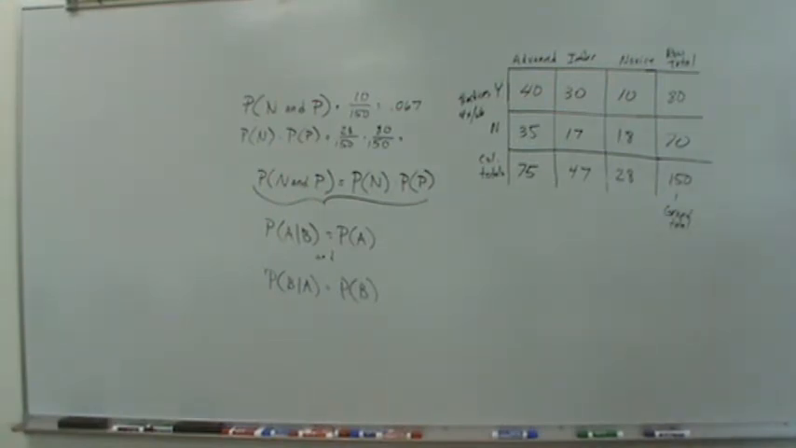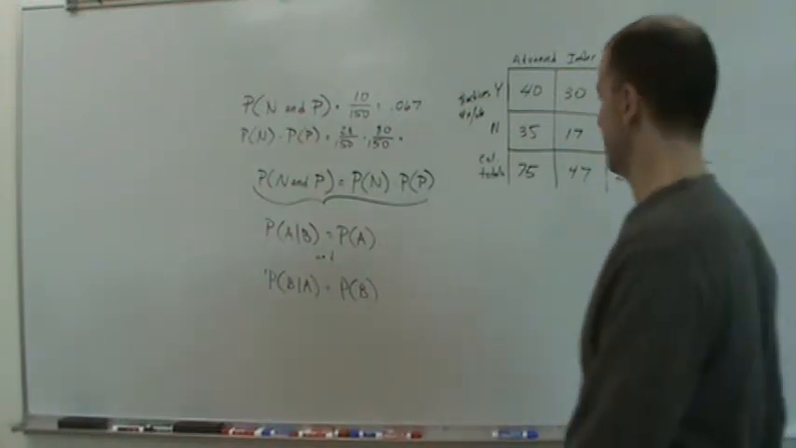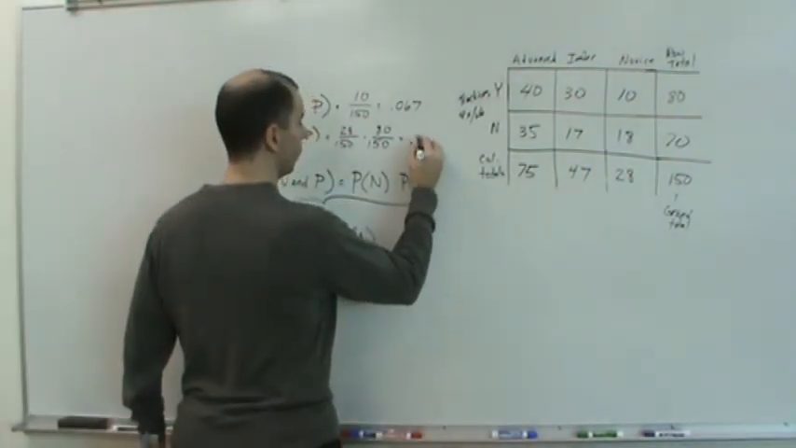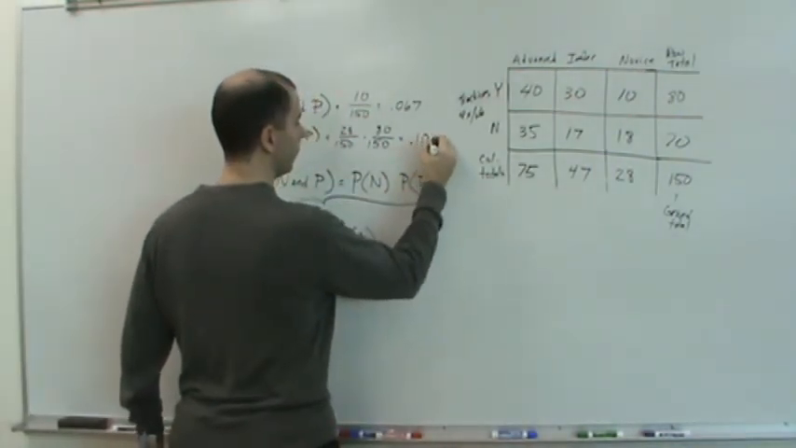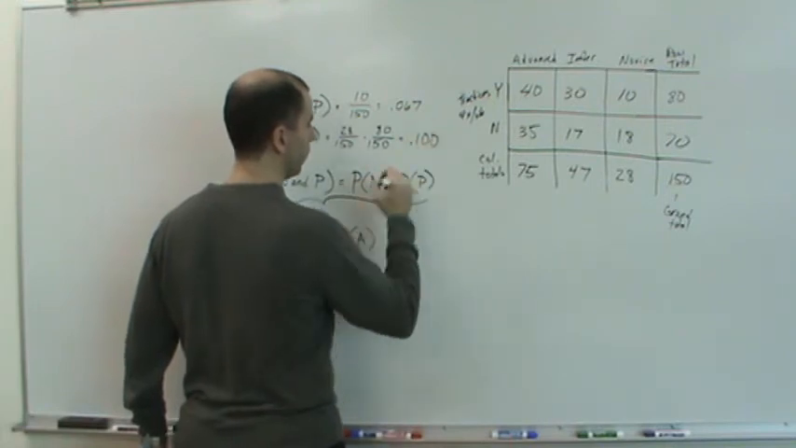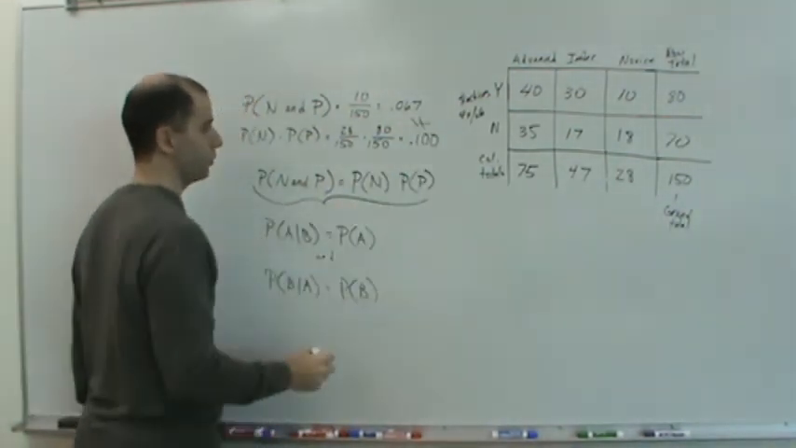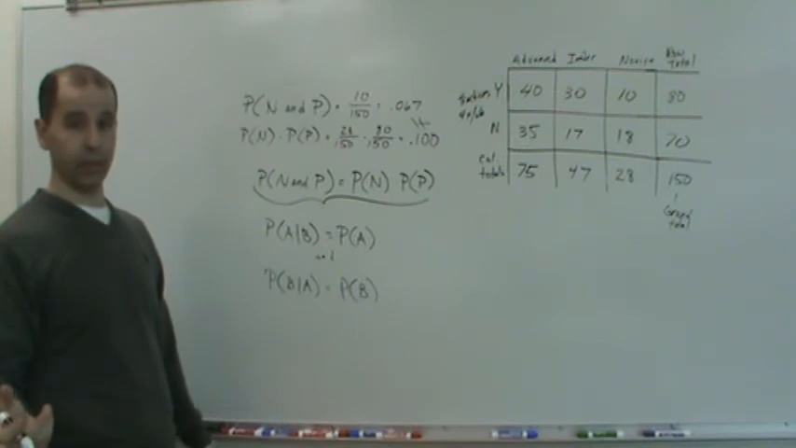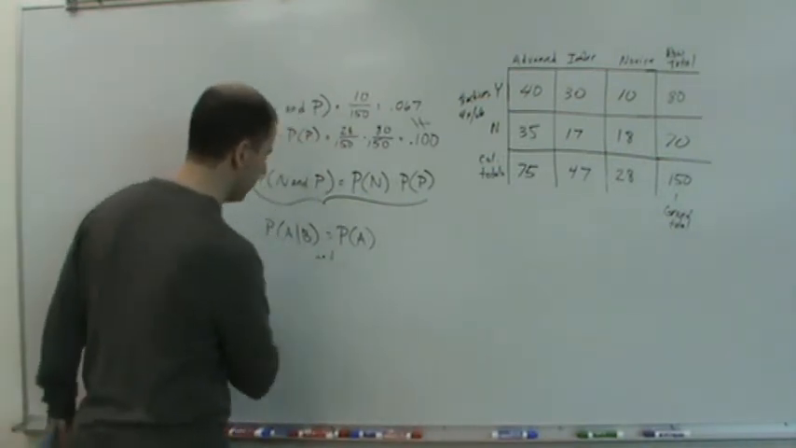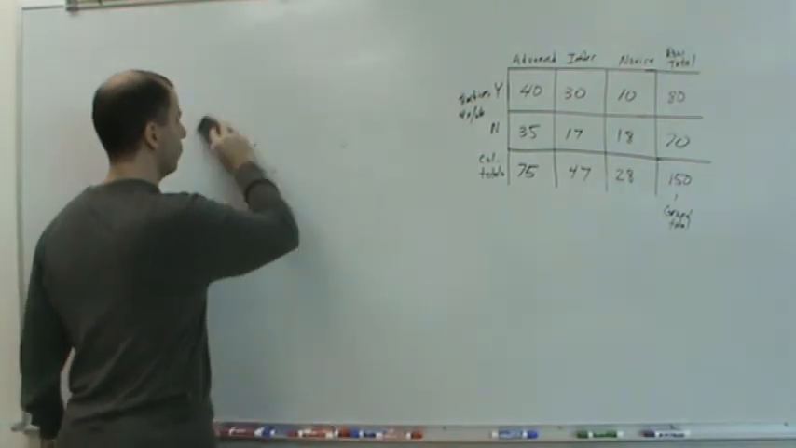So we get 0.0996 or 0.100. Okay, so those two are not the same, therefore they're not independent, okay? So remember the definition of independence, okay? So this is going to be a good review here.